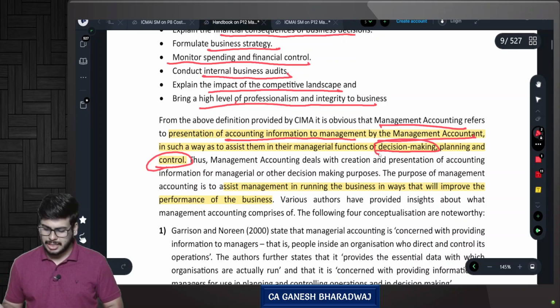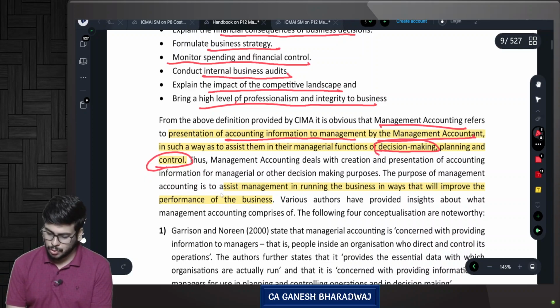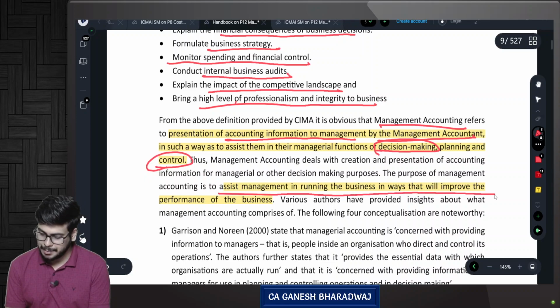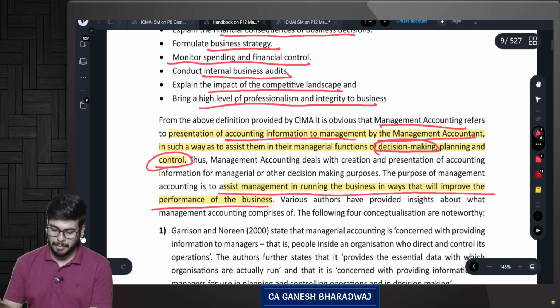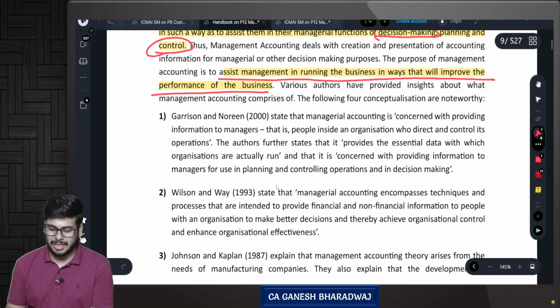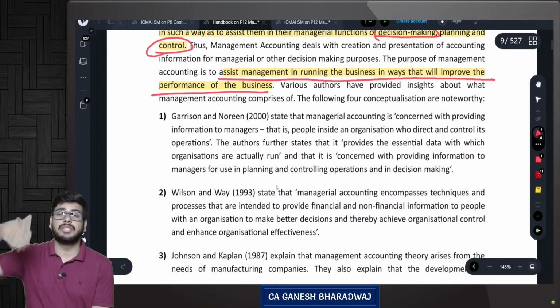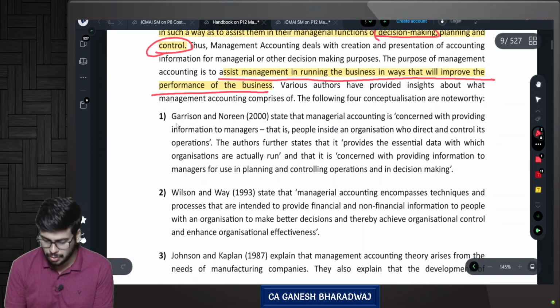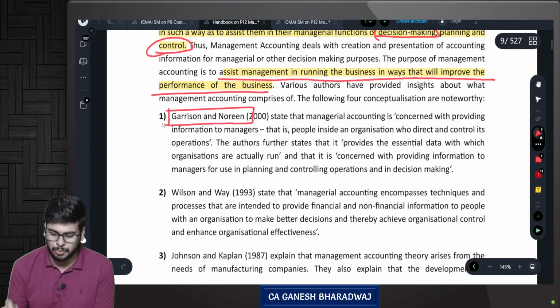Correct? And the purpose of management accounting is to assist the management in running the business in ways that will improve the performance of the business. Right now itself, you've seen multiple definitions of management accounting. Well, a few more definitions from a few more people.